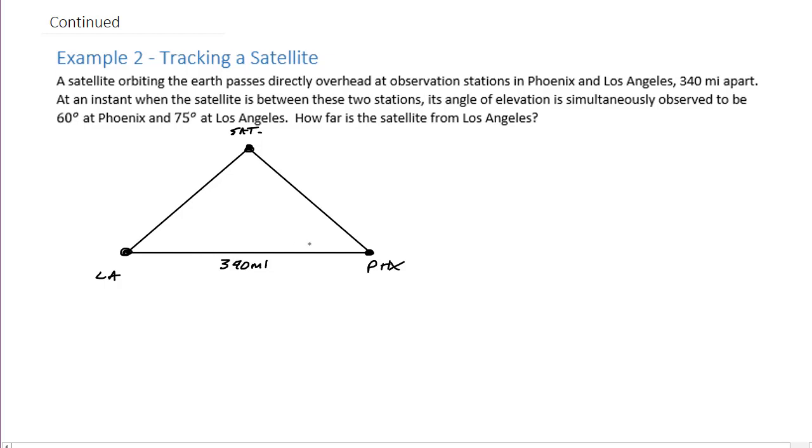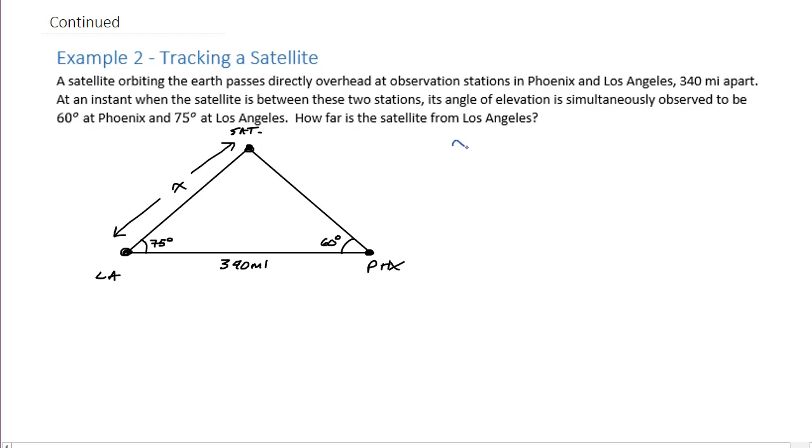So the angle of elevation means if you're in LA and you're looking up at that satellite, it's 75 degrees. If you're in Phoenix looking up at that satellite, you are looking at an angle of 60 degrees. All right, so this question wants us to find how far the satellite is from Los Angeles. So I'm just going to put an X right here because this is what it wants, this length from there to there. Okay, so let's start by setting up our sine law here.